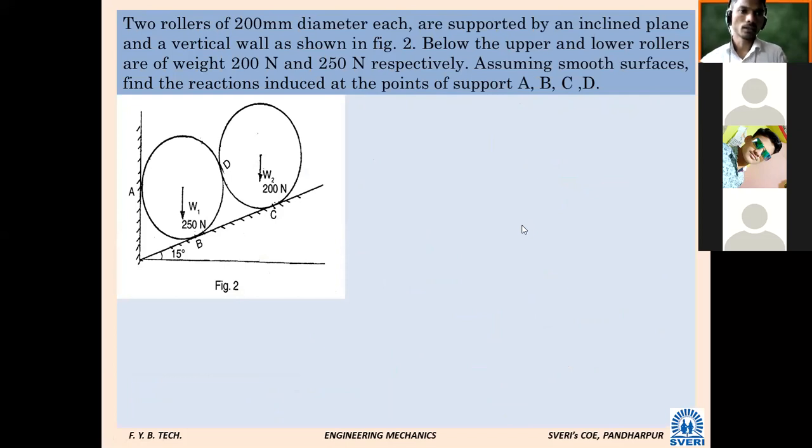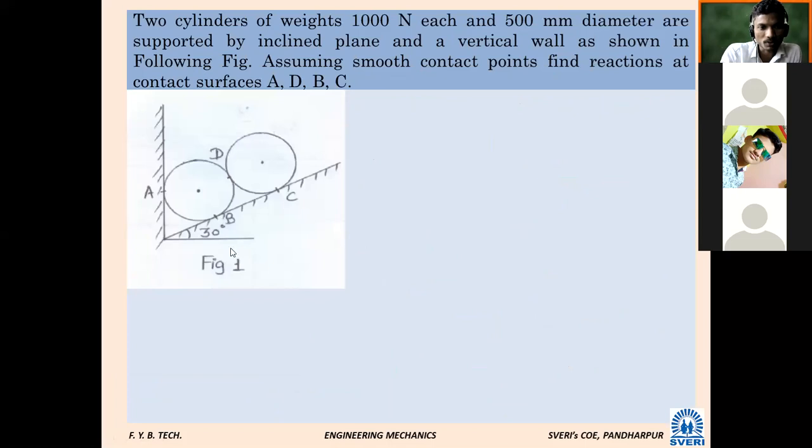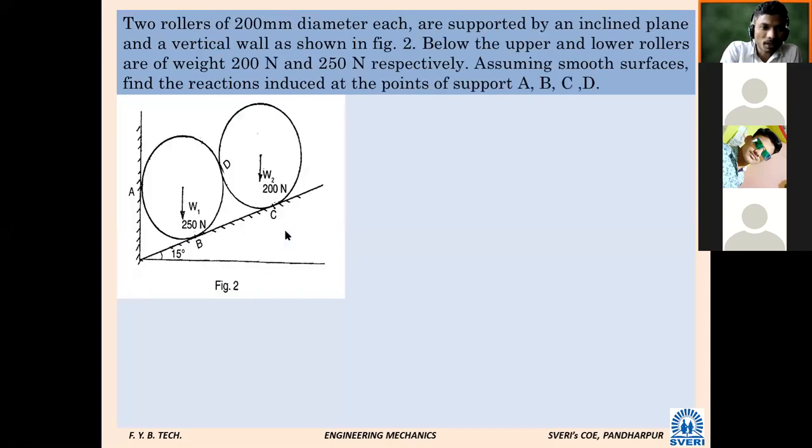Two rollers of... Before this problem, we solved this problem in the morning, where the plane was making 30 degrees with the horizontal. There were two identical cylinders, same weight, same diameter. We solved this problem in the morning only. Similarly now, this plane is making how much angle with the horizontal? 15 degrees.